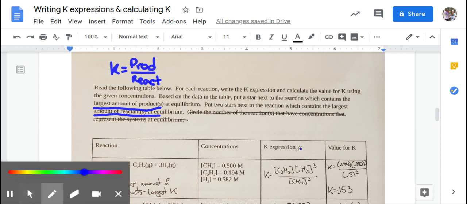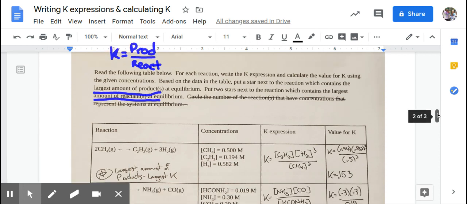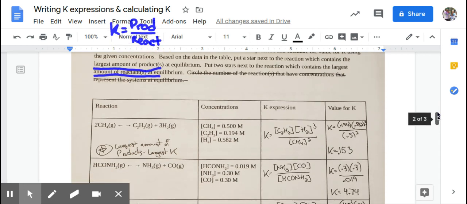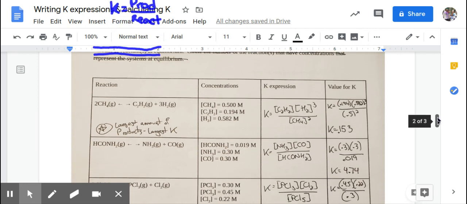So if you look at each of these, there were a few mathematical errors that I noticed, so I'm going to go through a couple of these. It also says something about circling the number of the reaction. That's from a different worksheet, I just never took that out. I took a column out of this worksheet, so I apologize there.